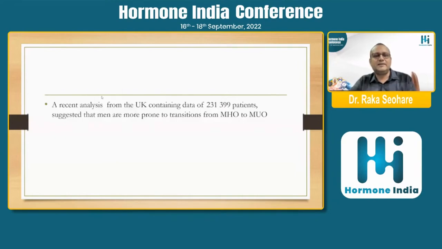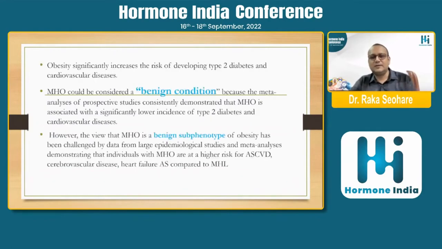A recent meta-analysis from the UK containing 2 lakh patients has shown that our male population, gender-wise, is more prone to transition from MHO to MUO, because of so many reasons: our smoking habits, day-to-day alcohol and other things, stress levels. So obesity significantly increases the risk of developing type 2 diabetes.